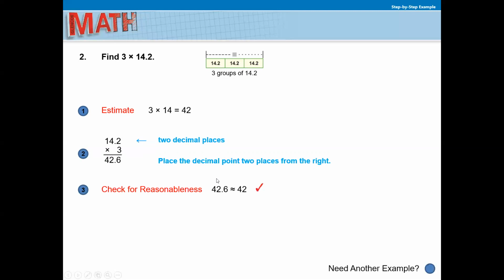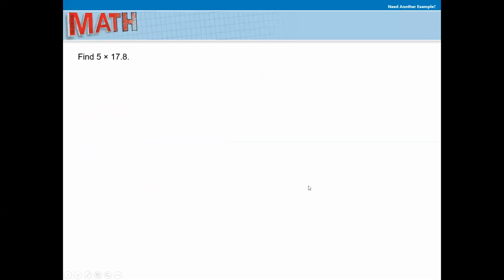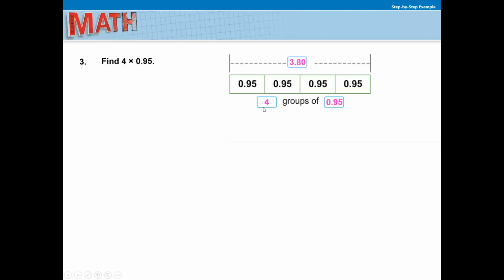Check. Here's another example. 5 times 17 and 8/10. What do you think that 8/10 is going to do to the 17? Would you leave it alone or would you round up? Pause your video, show all your work in your math notebook, press play when you're ready to go on.